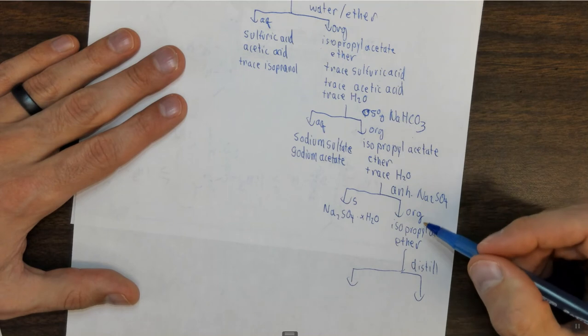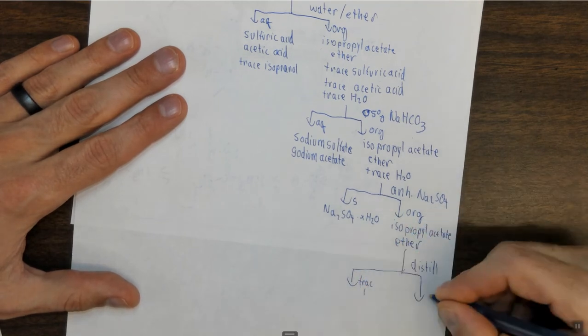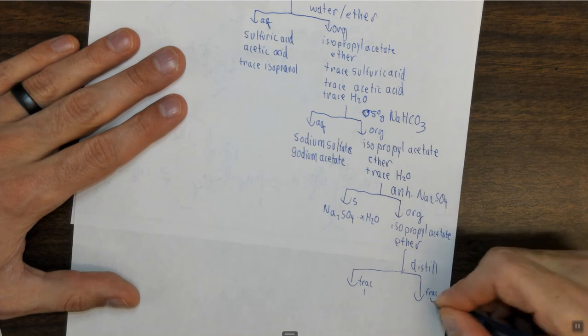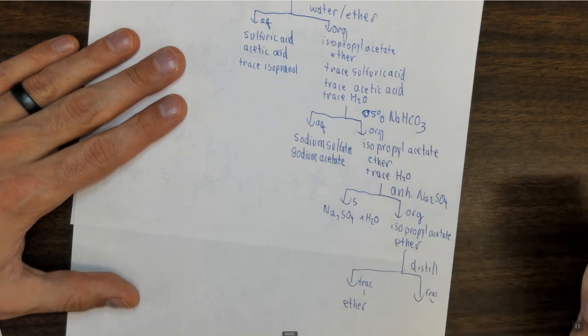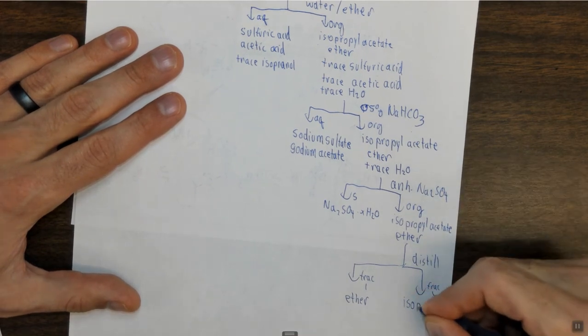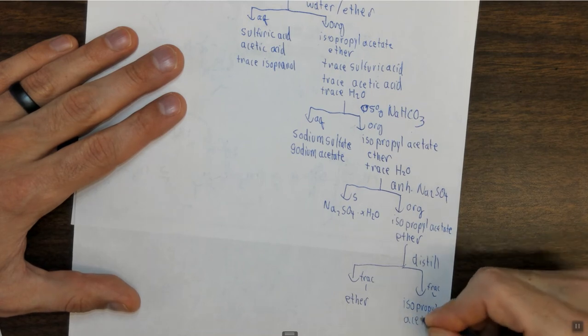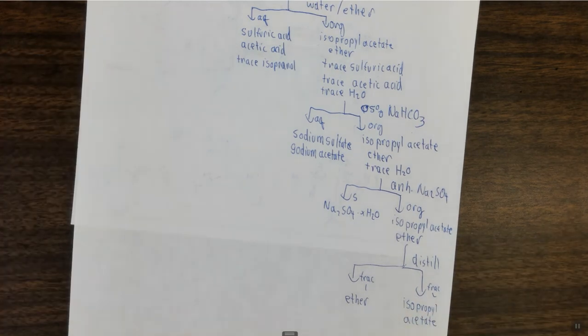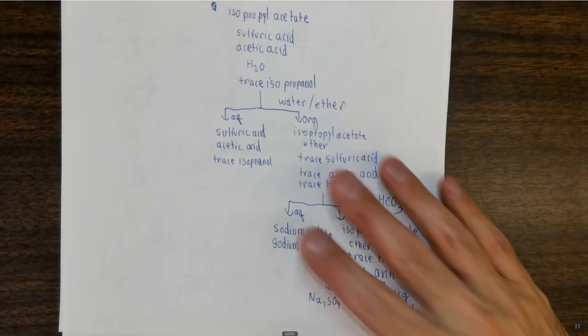And basically when we distill this, we're going to get fraction 1 and fraction 2. Our first fraction should contain ether because it's a lower boiling point, and our second fraction should contain isopropyl acetate because it's a higher boiling point. So this is essentially what we're going to do.